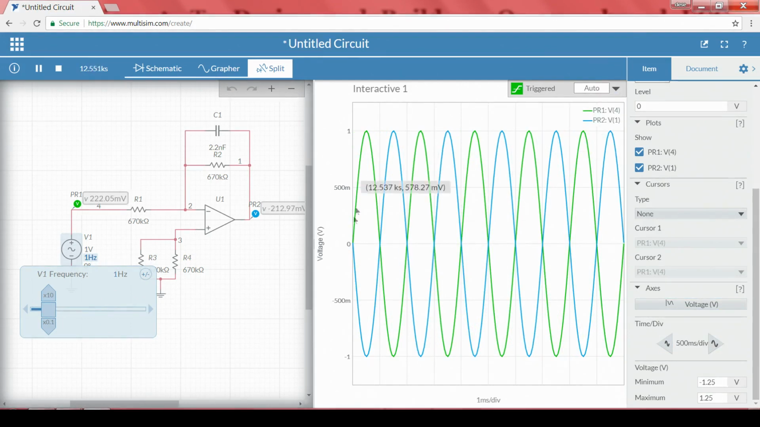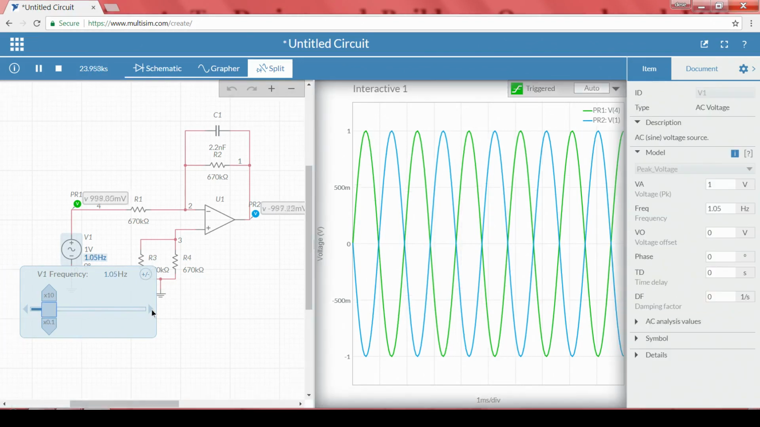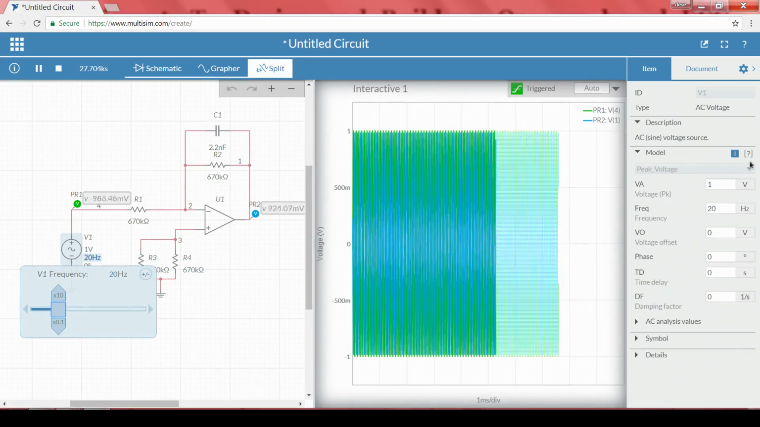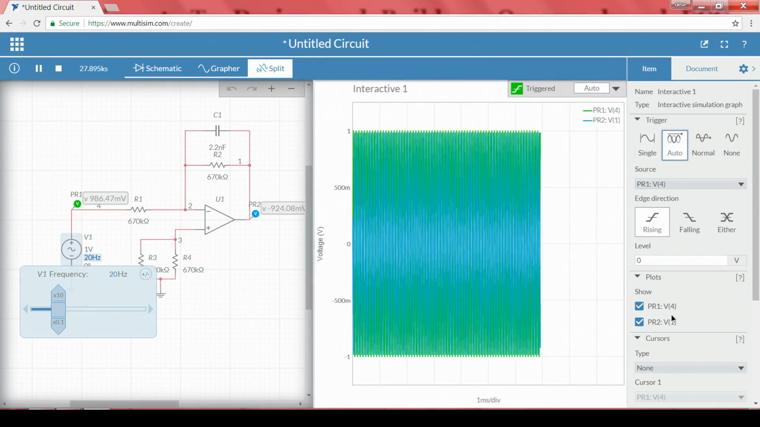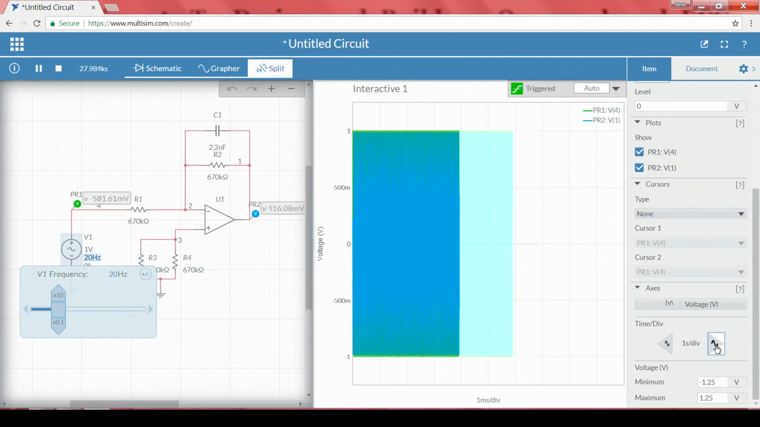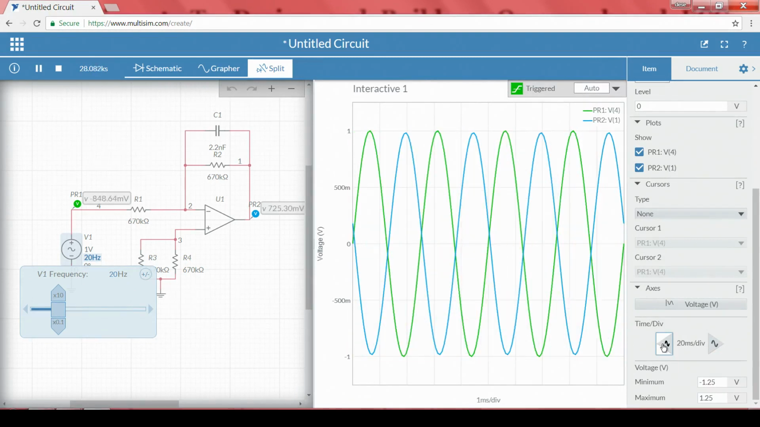We can see the phase difference. This is our input, the green color one, and the blue color one is our output. Because we are using an inverting configuration, there is a phase difference, and amplitude wise it is one and the same. Now, I will slowly increase the frequency, there is no change in our gain. With steps of 20 hertz, I will go with 20, make it single or auto, and in order to visualize I will decrease the time division, right. Then again I will go with 40.